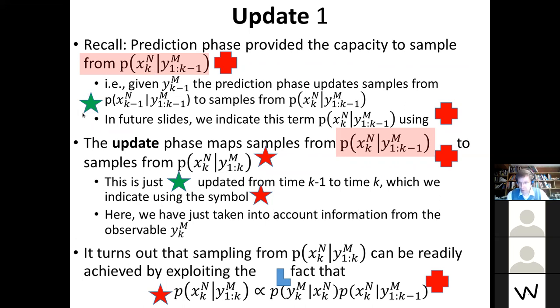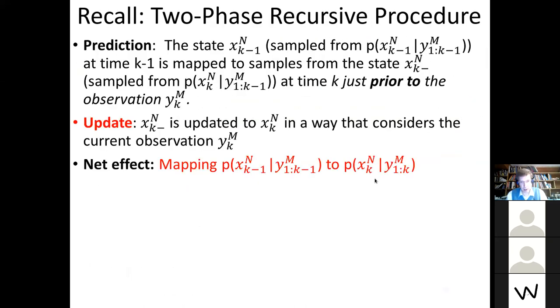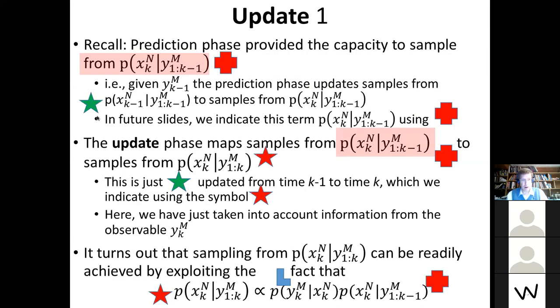We have this green star, which is our friend. That was our situation at time k minus one, taking all the data up to and including time k minus one into account. Okay, and we're trying to get to that for k instead of k minus one. That's our ultimate goal, right? Is to get to this from that. So this was our green star. Okay, great.